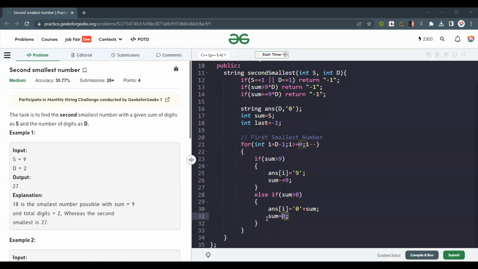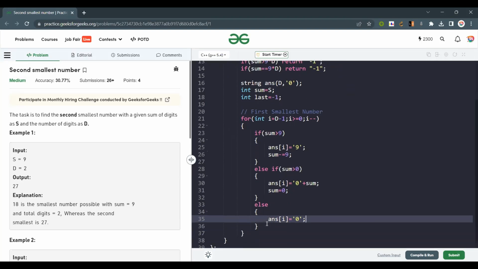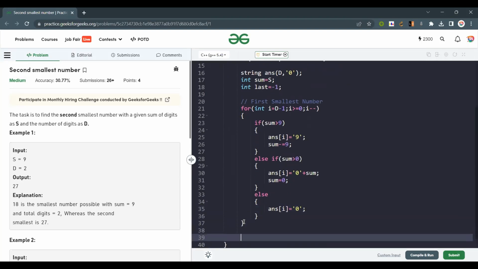Now here comes a case. The second case, when the sum is equal to 0, then I will just add 0 directly at every position. Okay. Now this was the process of finding this.